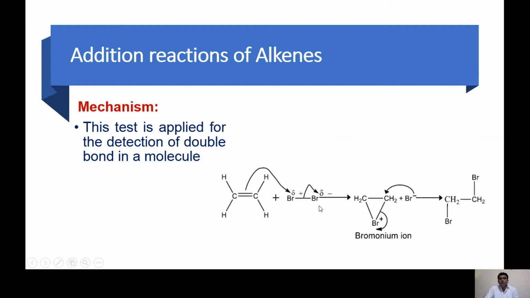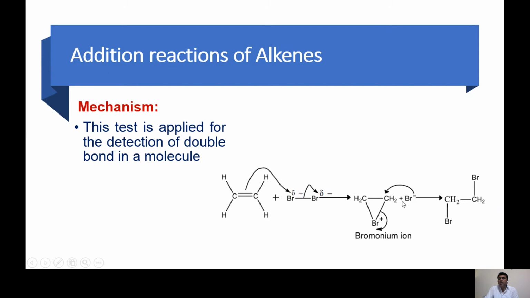So if we move to this one, this is the bromine. Both have some poles over here, partial positive and partial negative. So this double bond attacks this Br, and this Br negative is going to leave. And this Br makes a special ring that is called bromonium ion. Because there was some carbon positive, this Br attacks this carbon and we get Br positive. So this cyclic bromonium ion is formed.